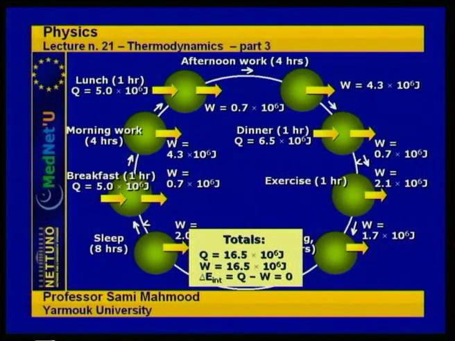So suppose that these are the activities and the heat absorbed through metabolism of food during the daytime. The net result of these processes is that the heat obtained by the metabolism of food is simply 16.5 million joules, and the work done by the several activities of the human being is also 16.5 million joules.